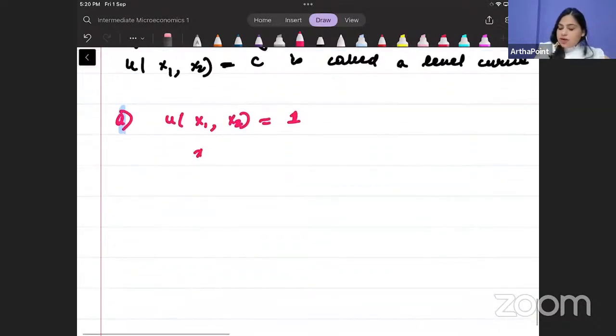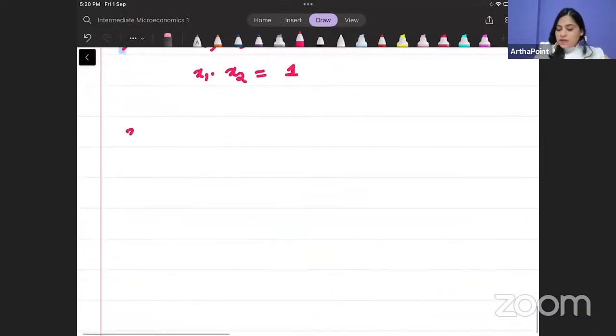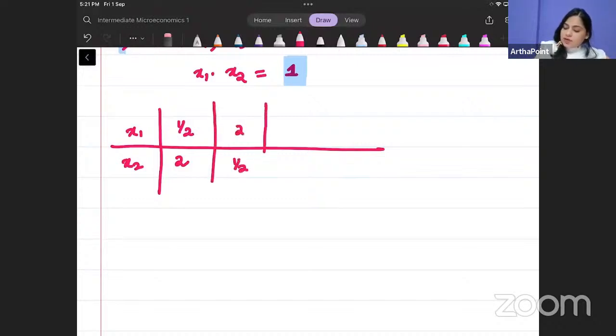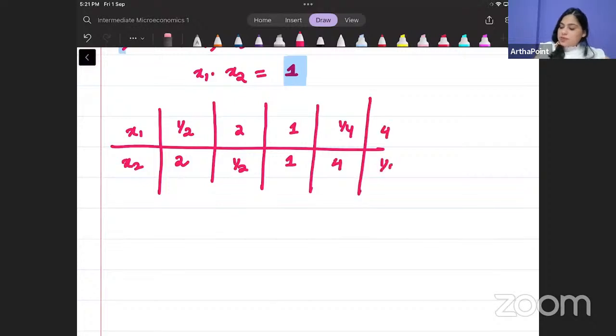That means that you want x1 into x2 is equal to 1. So beta, what can we do? We can take different values of x1, x2, which when multiplied will give you 1. So dekho, if x1 is half, this will be 2. Half into 2 is 1. Then beta, if this is 2, this will be half. If this is 1, this will be 1. If this is 1 by 4, this will be 4. If this is 4, this will be 1 by 4 and so on. So these are the different values which when multiplied, beta, they will give you the answer as 1.